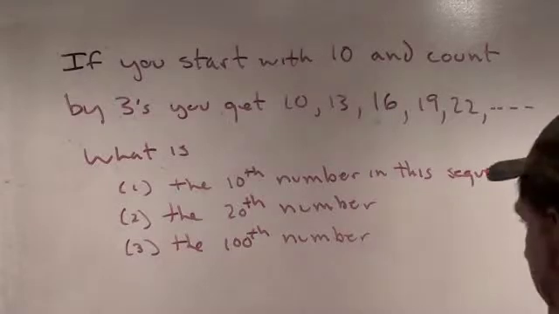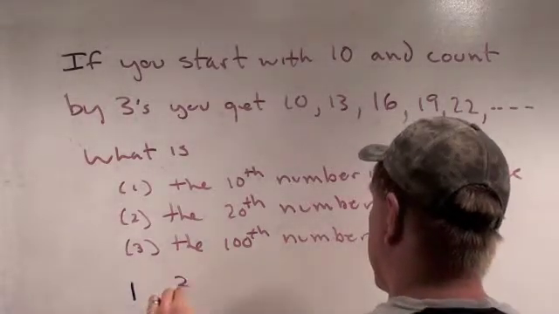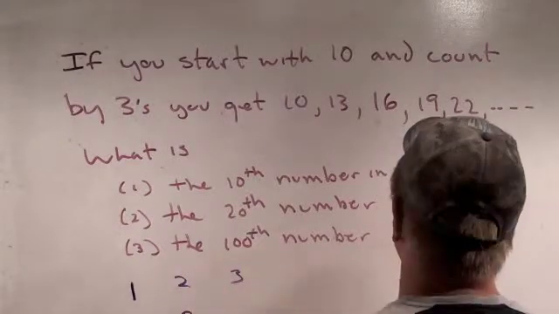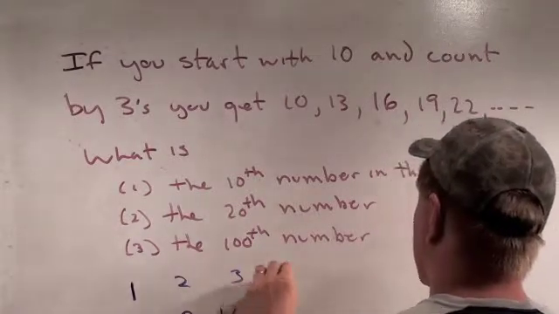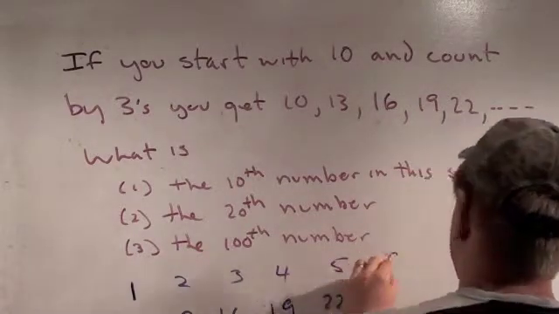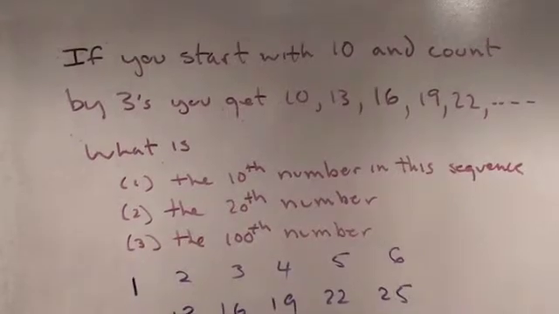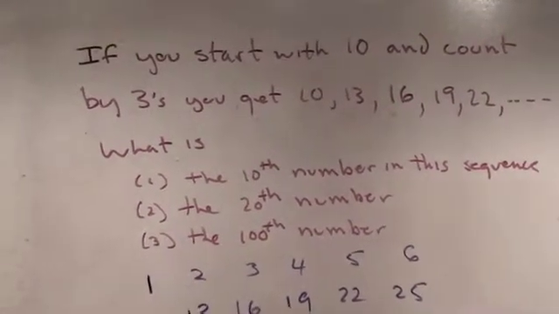Okay, so let me write out a few. So number 1 is 10, 2 is 13, 3 is 16, 4 is 19, 5 is 22, and you said 6 is 25, which is exactly right. Now we could just keep listing the numbers out until we got all the way to 100, but that would take some time, so that's probably not the best way to think about doing this problem.